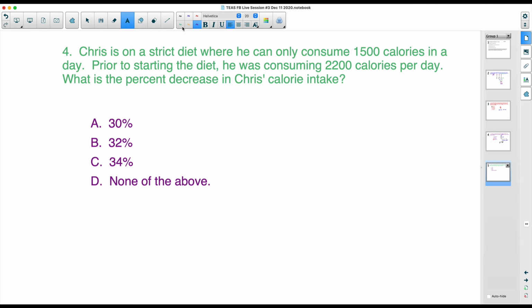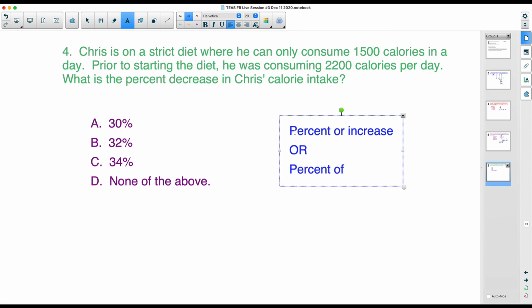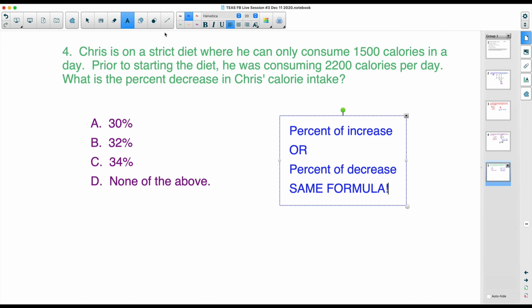So key thing here, on the TEAS, you're probably going to have a question that mentions something about percent of increase or percent of decrease. The formula is the same for both of them. And I am seeing some D's and some B's. I'm going to go ahead and tell you one of those is right, but hang tight and I'll show you which one it is. Percent of increase or decrease, same formula. And here is that formula. I'm just going to type it out in some steps.